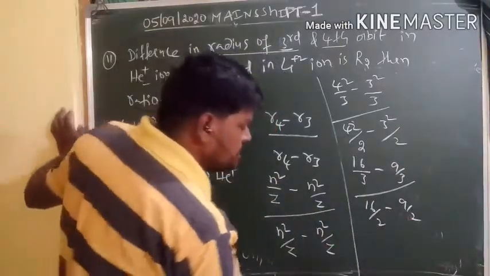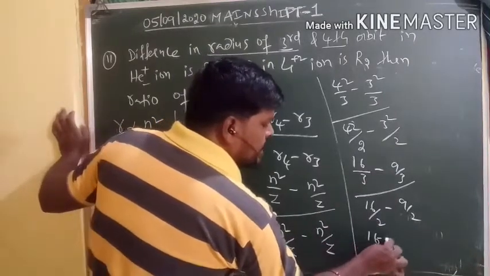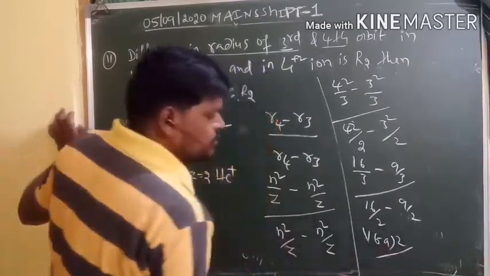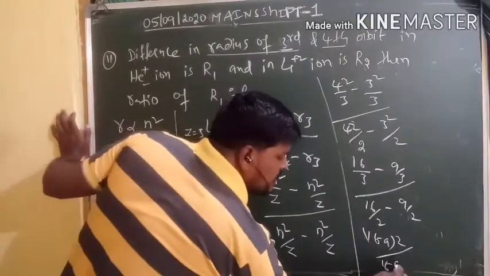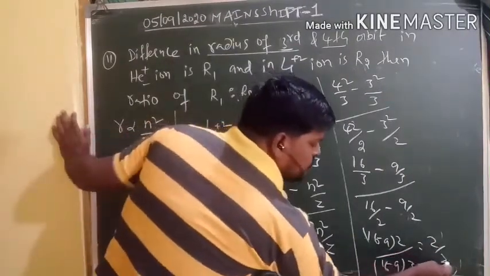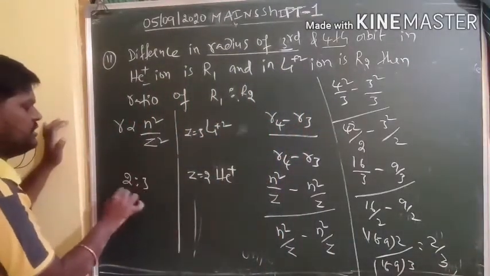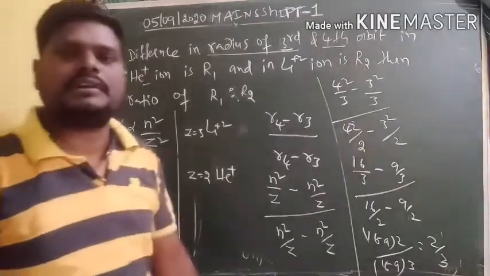After working it out, here 16 minus 9 by 16 minus 12, so you will get 2 by 3. So I hope the ratio is 2:3. The 2:3 ratio is correct for this one.